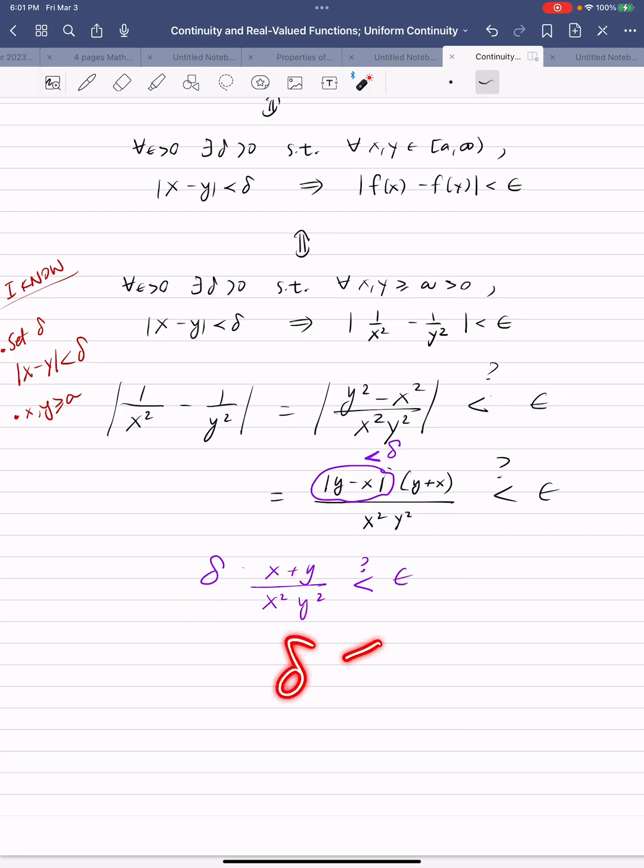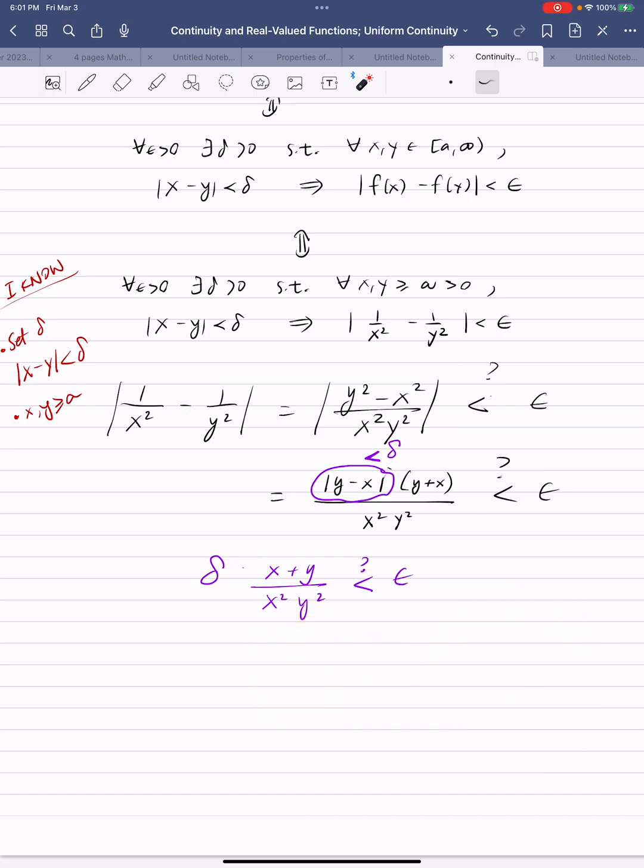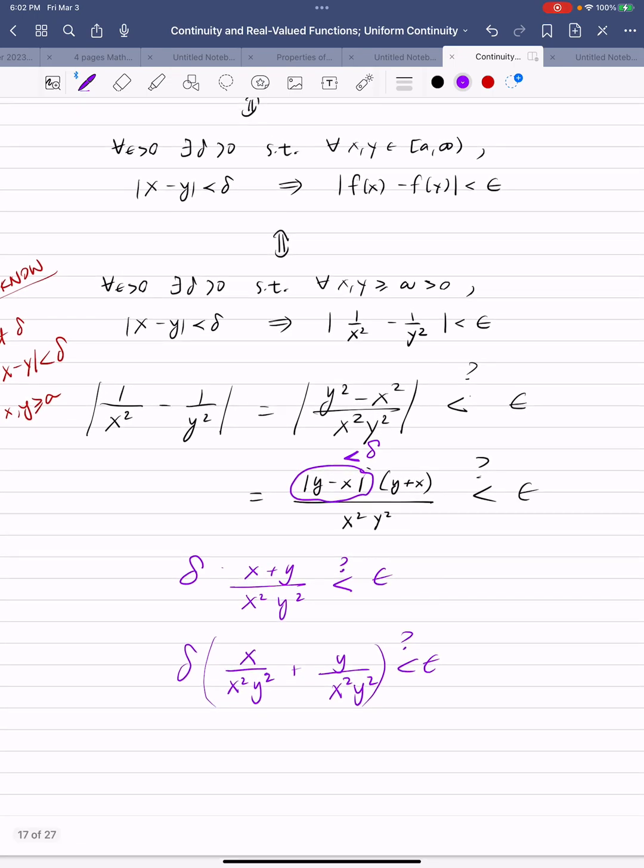Because otherwise, I would just say, oh, well, let delta be... right? But no, I have to give a delta that doesn't depend on x and y. Okay, so here's where we're going to do our estimation. I'm going to rewrite this as x over x squared y squared, plus y over x squared y squared. And then I'm going to do some canceling, so I'll have 1 over x y squared, and here I'll have 1 over x squared y.